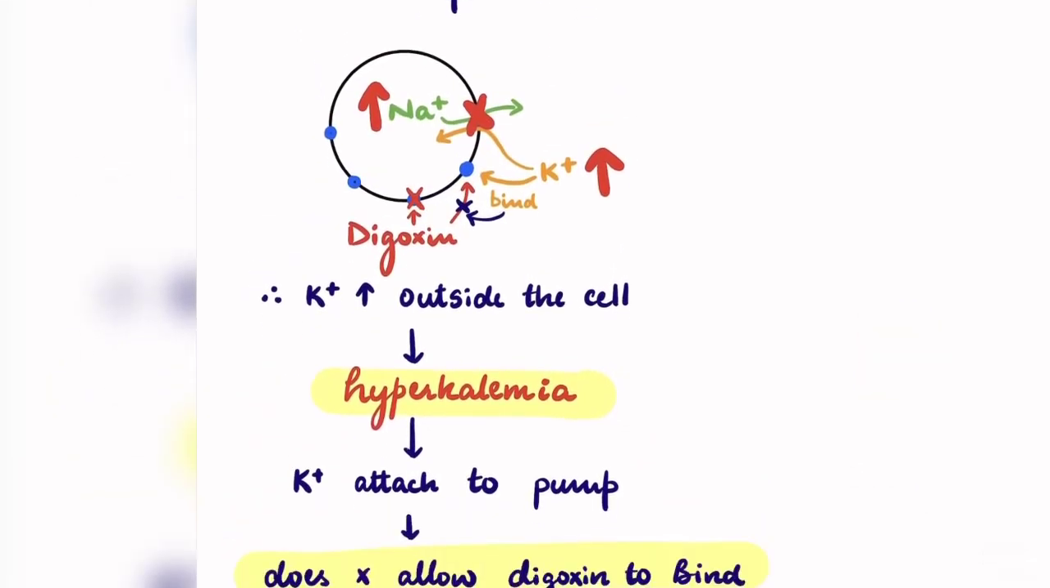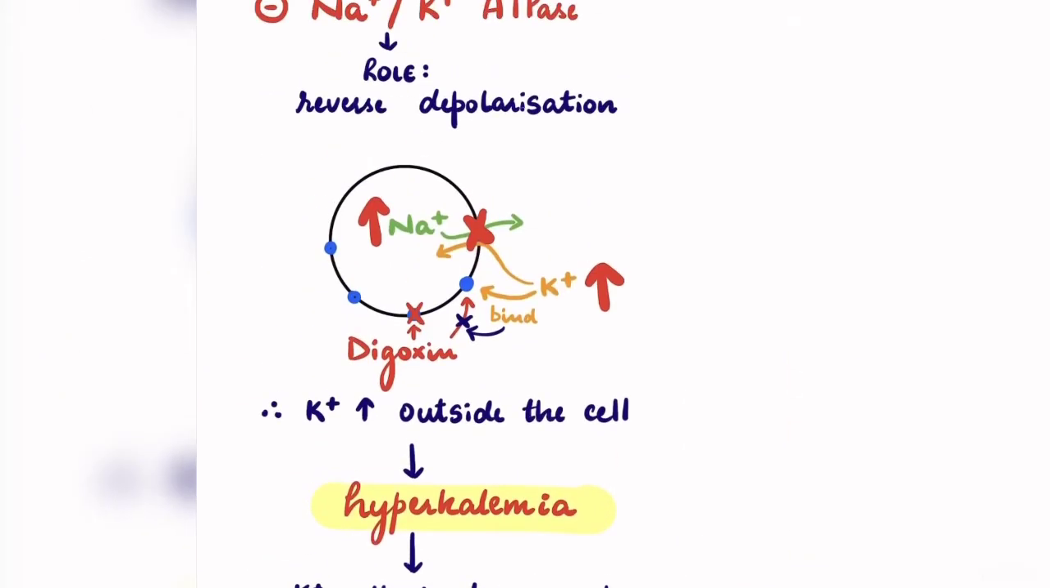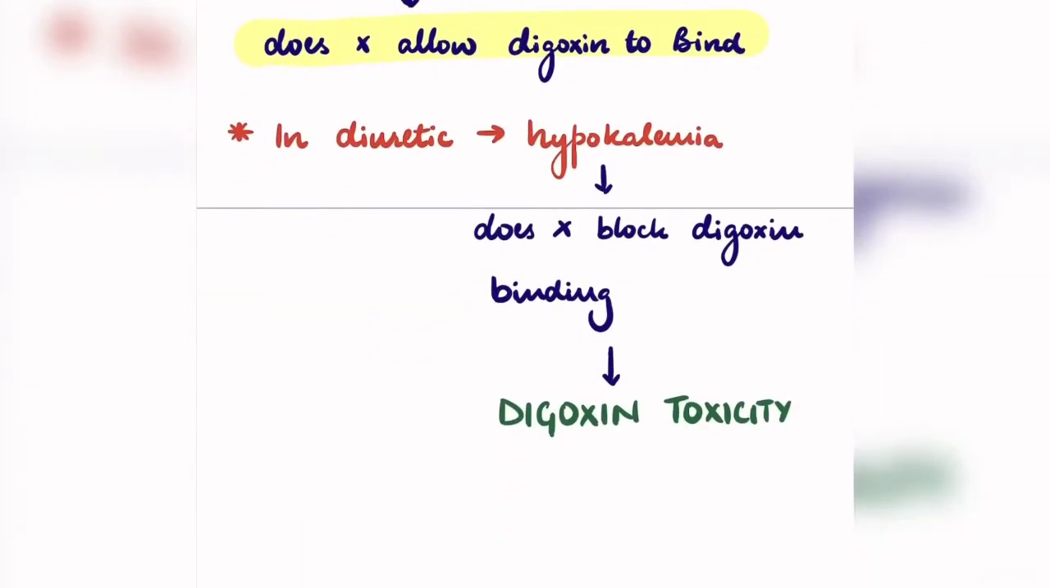Now you need to remember that, for example, if a patient is on a diuretic, in diuretic use what happens is hypokalemia. So if there's hypokalemia in the body, that means the potassium is not binding to this pump and the digoxin has more pumps to bind. If digoxin binds to more pumps, that will in turn lead to digoxin toxicity. So in case of diuretics, digoxin toxicity is seen. You need to remember this point whenever you're prescribing this drug to a patient who is on a diuretic.